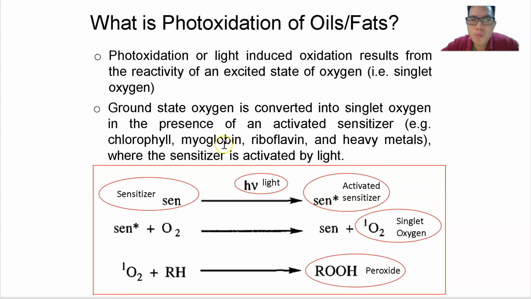Myoglobin is also a sensitizer in meat products. The red color comes from myoglobin from the blood, from the muscle. Sometimes it contains heavy metals as well.